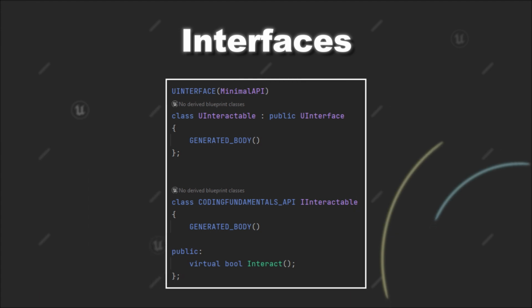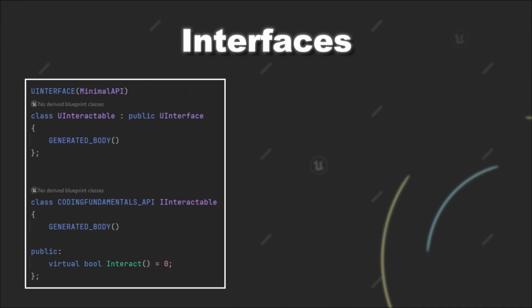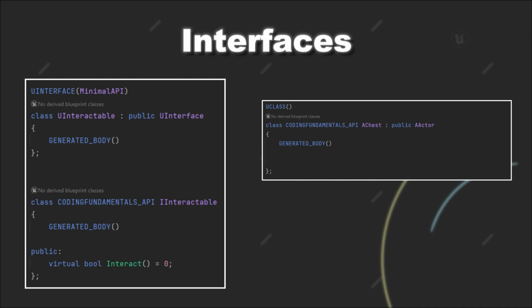However, we can also write the declaration of the function like this. This part of the declaration marks the function as a pure virtual function. This forces the child classes to implement this function themselves and throws a compilation error if you don't provide an implementation.